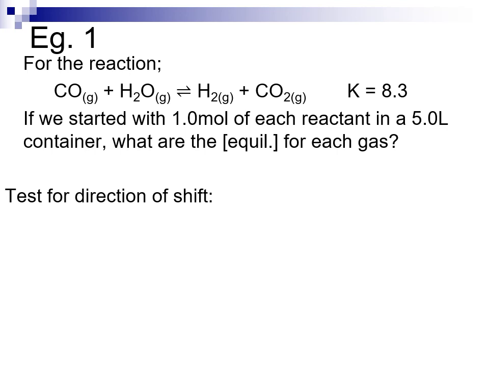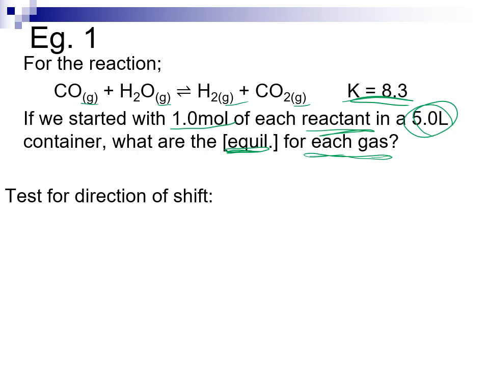So let's use this as our example. We've got two reactants, two products, nice 1, 1, 1, 1 as our coefficients. We've got our K value of 8.3. So if we started with 1 mole of each reactant, and it's in a 5-liter container. Remember, in our ICE tables, we're always going to be putting in the concentration in moles per liter. So 1 mole in 5 liters. We want to know what the concentrations at equilibrium are for each of the reactants and products. Notice that they are all gases here.